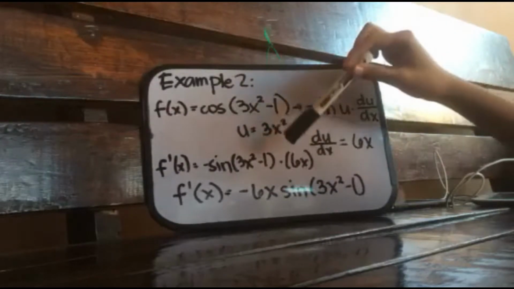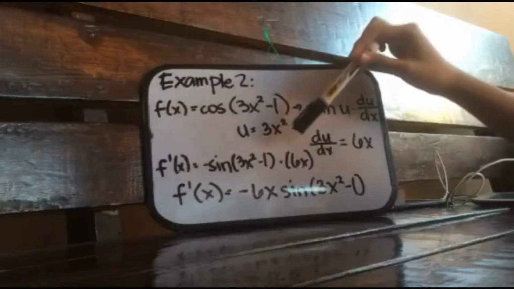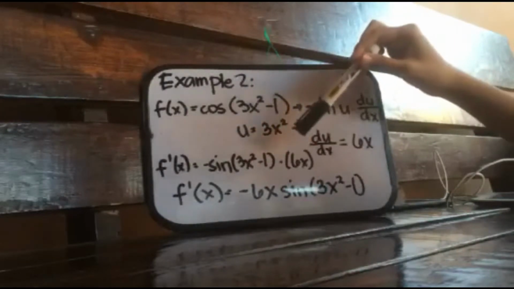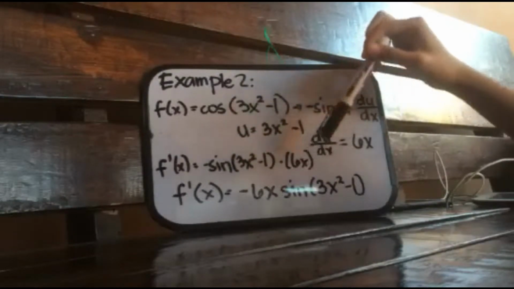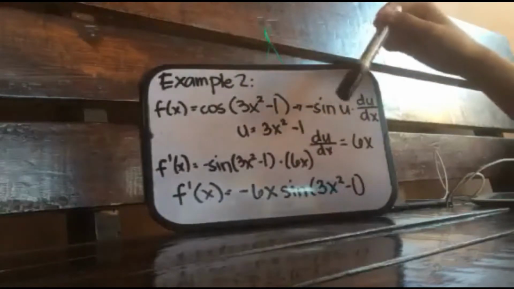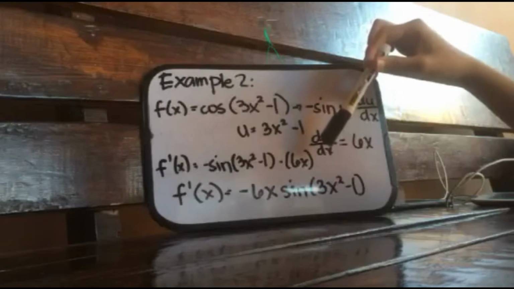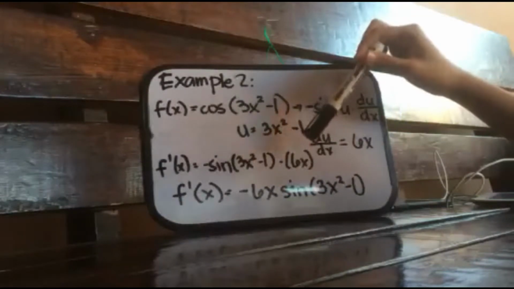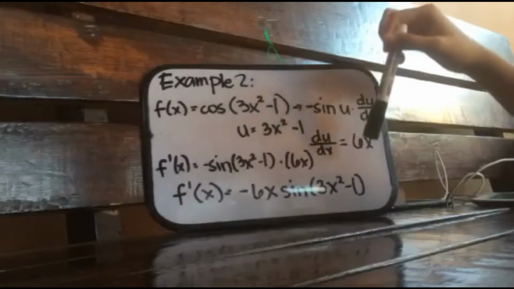Pag nakuha na natin to, ang gagawin na lang natin is simplify na lang natin siya. So, after nun, makukuha na natin yung final answer, which is f prime of x is equal to negative 6x sine 3x squared minus 1.